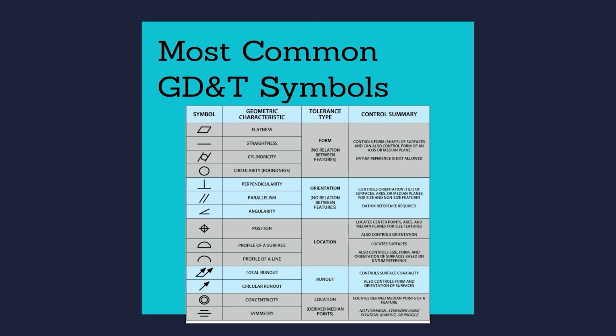When it comes to runout, you'll have total runout and circular runout. This will control surface coaxiality and also control form and orientation of surfaces. And finally, we get to location-derived median points with concentricity and symmetry. These will locate derived median points of a feature. These are not common. Consider using position, runout, or profile.